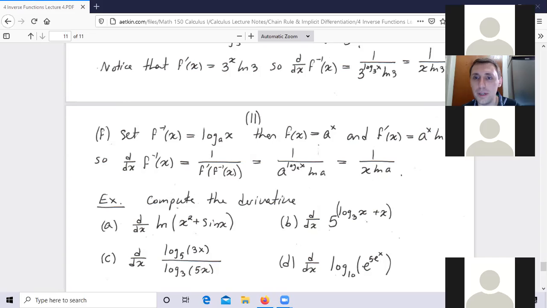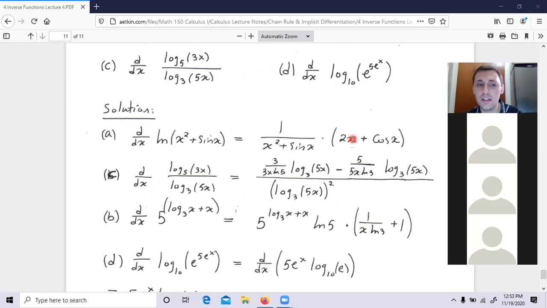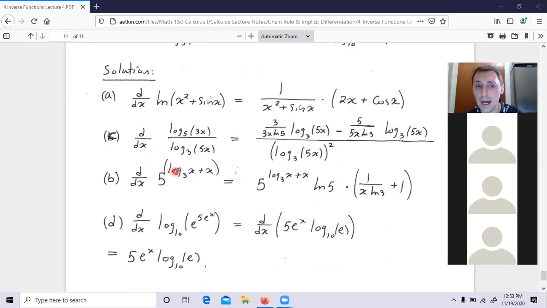How do you solve b? Let's solve this together, guys. Derivative of 5 log base 3x plus x equal to 5 to the power ln 5 times the derivative of the power, which is 1 over x ln 3 plus 1. Are you with me? Please confirm that you are here, or that you understand something, or that you're doing this work here. I want to see some messages here.